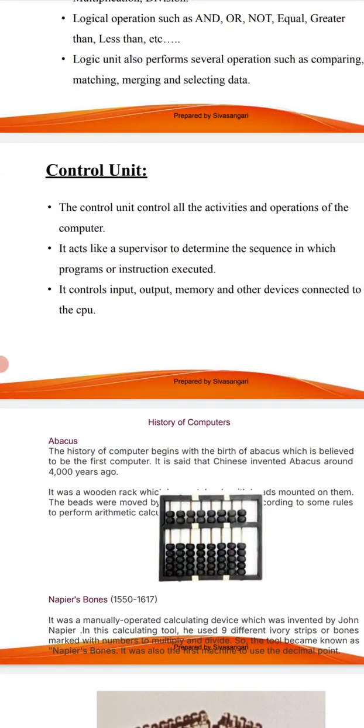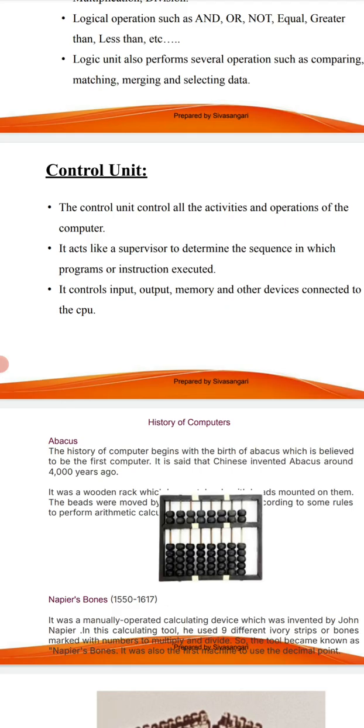Next one is history of computer. First, we will see about abacus. The history of computer begins with the birth of abacus. The abacus was invented by Chinese around 4000 years ago. It was a wooden rack which has a metal rod with beads mounted on them. The beads were moved by the abacus operator according to some rules to perform arithmetic calculations.